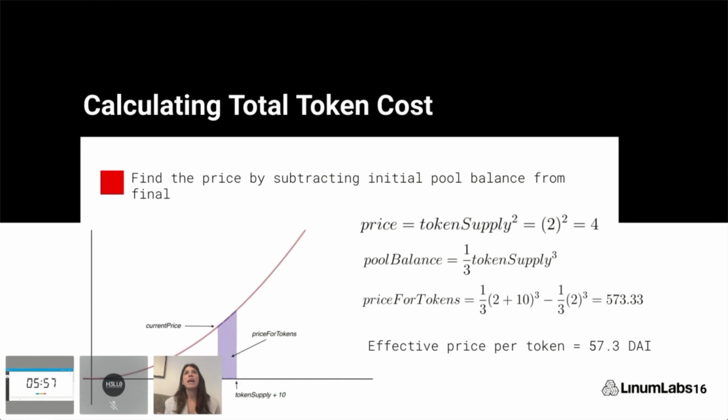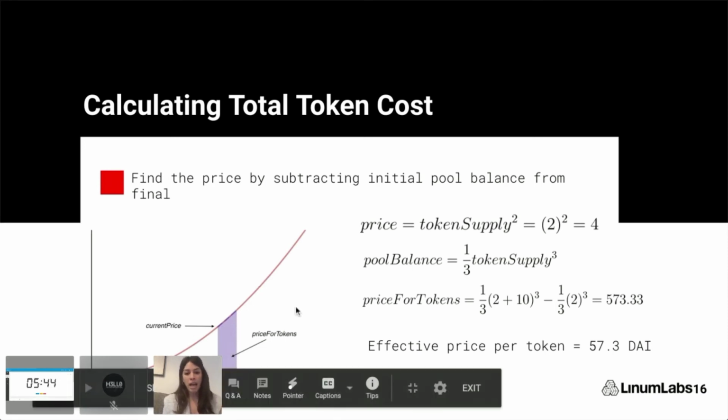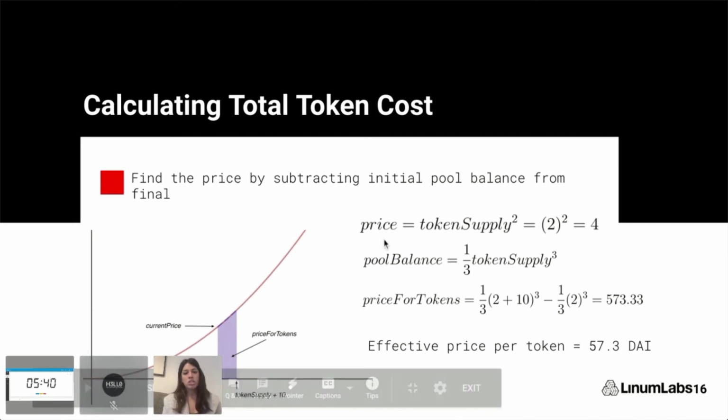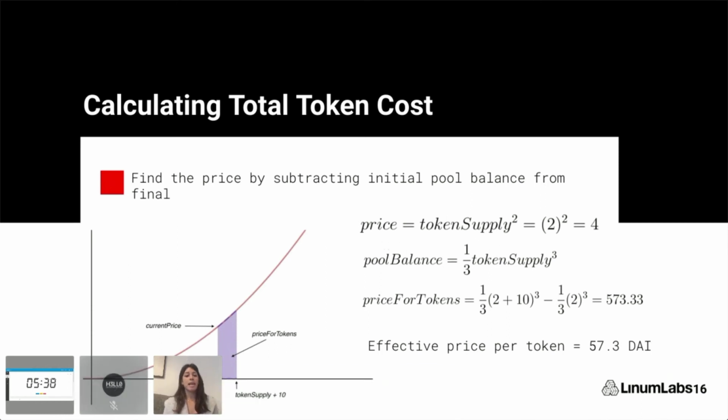So why is calculating the pool balance valuable? Of course, it is valuable to see how much DAI you might have at any point, but it's also especially valuable to calculate the price for the tokens. In this example that I'll go through, it's the same exponential curve. Let's imagine that a user wants to buy 10 tokens once 2 tokens have already been minted. They go to the smart contract and they'll see the price is 4 because 2 tokens have been minted. So 2 squared equals 4.